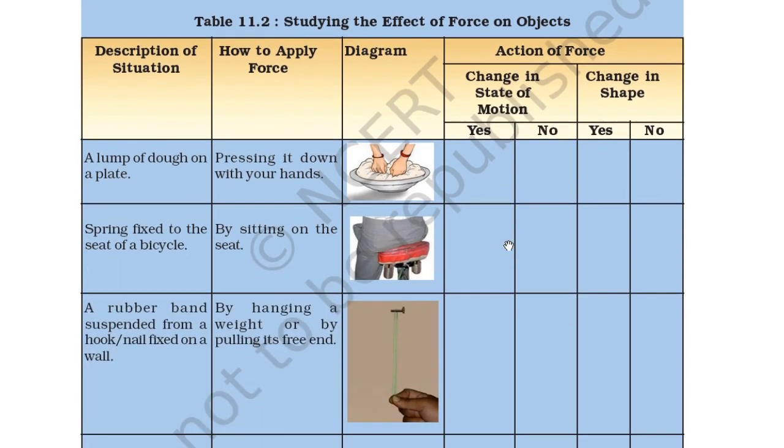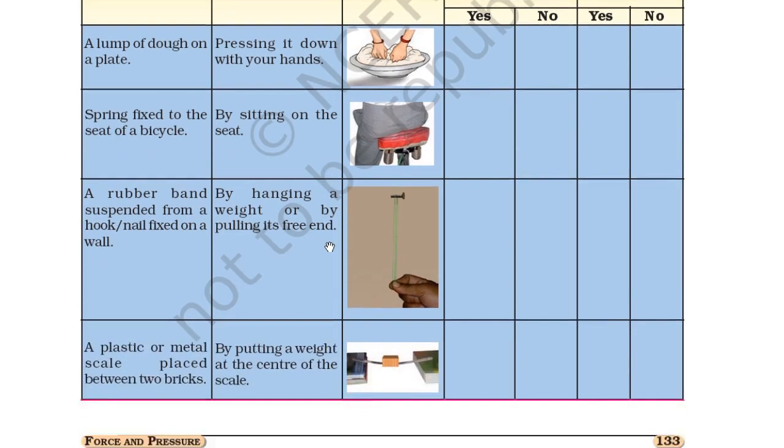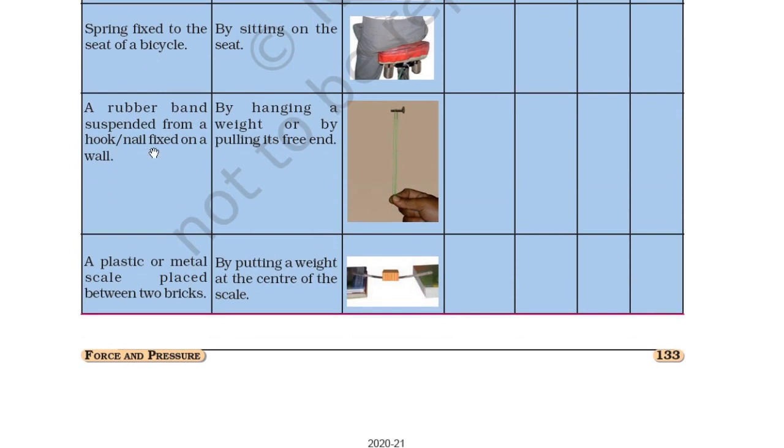So you can see here a lump of dough in a plate and how the force is applied. You can see it is pressed down by your hand. Here is the diagram, showing change in motion and change in shape. Now a spring fixed to the seat of a bicycle, by sitting on the seat. You can see the example here, diagram. A rubber band suspended from a hook or nail, by hanging a weight on it or by pulling its free end. And a plastic or metal scale placed between two bricks, by putting a weight at the center of the scale.